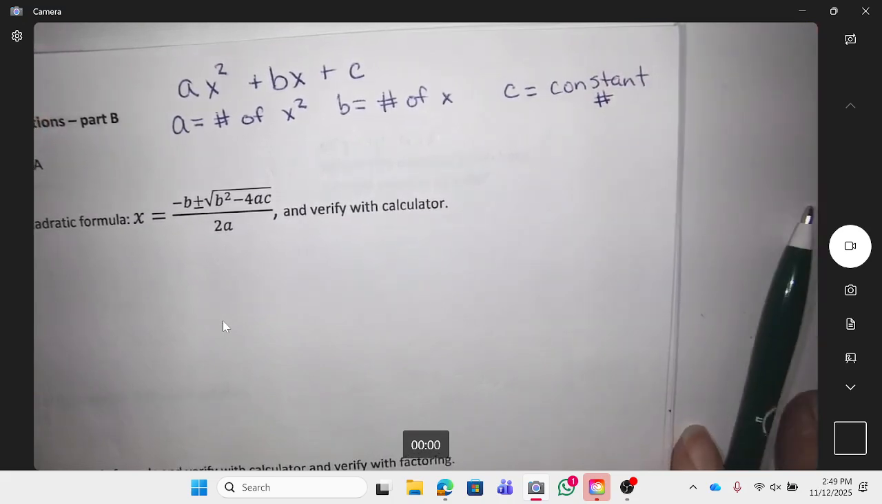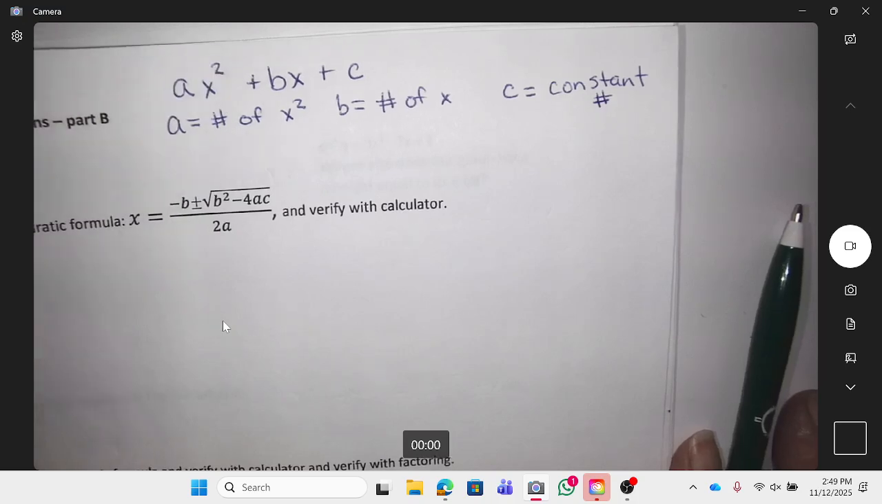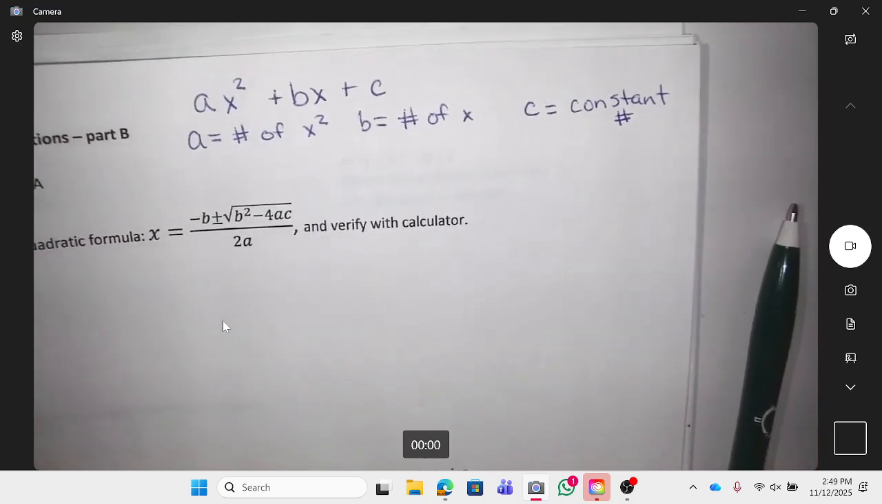Okay, so a constant is something that has no variables because it doesn't vary. It doesn't have a variable. Constant.